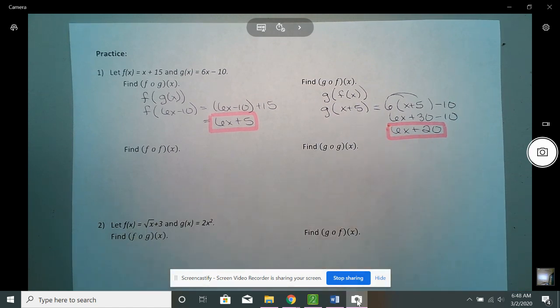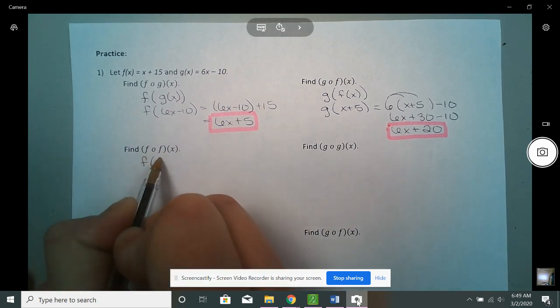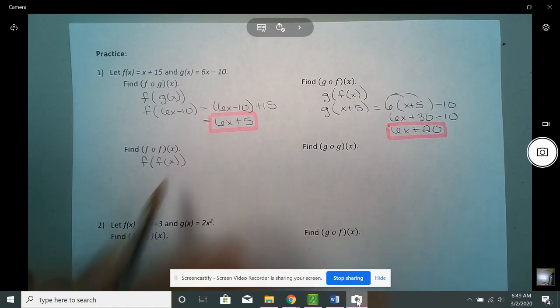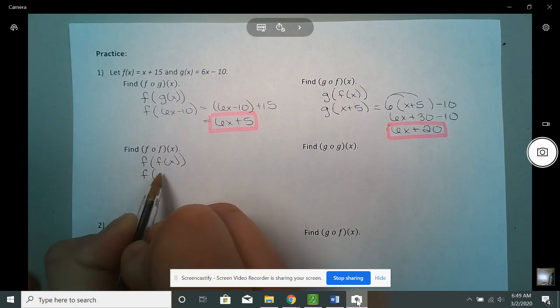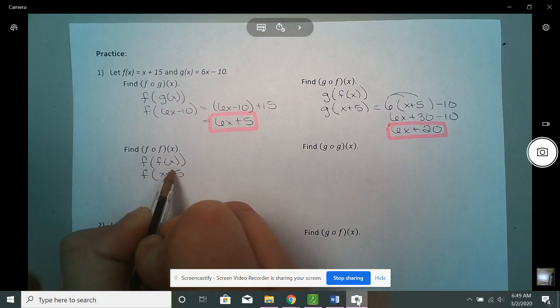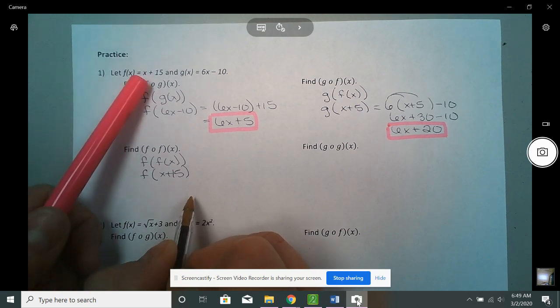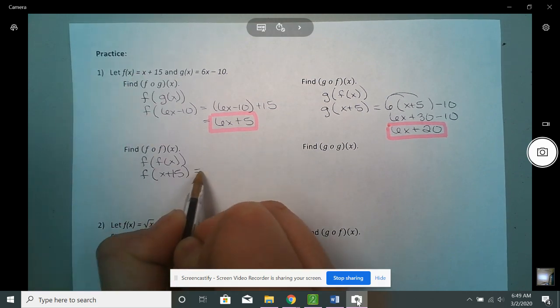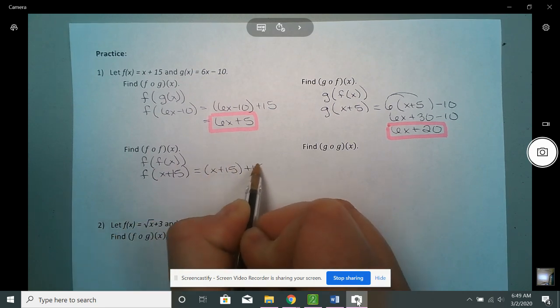These next two examples are self-compositions. It says put the f function into itself. Put the f function in the f function. So my input value will be x plus 15, and I'll put that into the f function where the x is. So I'll have x plus 15 composed inside of the f function.